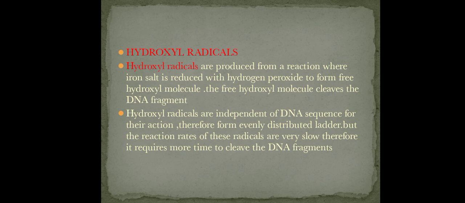Hydroxyl radicals. Hydroxyl radicals are produced from a reaction where an iron salt is reduced with hydrogen peroxide to form the free hydroxyl molecule. The free hydroxyl molecule cleaves the DNA fragment. Hydroxyl radicals are independent of DNA sequence for their action, therefore forming an evenly distributed ladder, but the reaction rates of these radicals are very low. Therefore, it requires more time to cleave the DNA fragments.